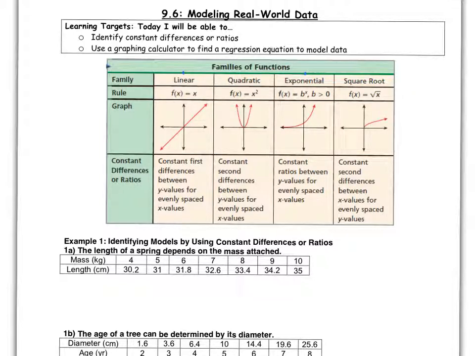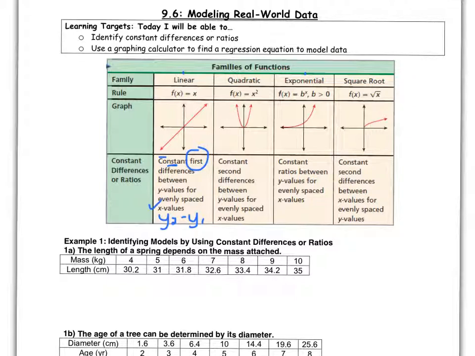You have a linear shape if you have constant, or the same, first differences between the y values for evenly spaced x values. Which means you check to make sure the x's are all spaced out evenly, and then you figure out the differences between the y's, which means you take y2 and you subtract y1. If you get the same number every single time, then you have a linear function.